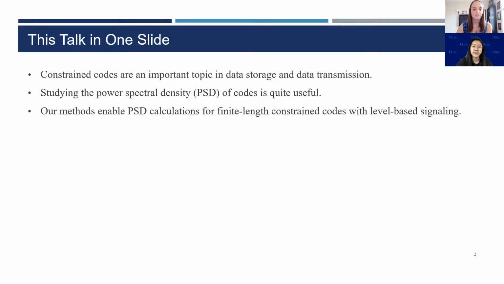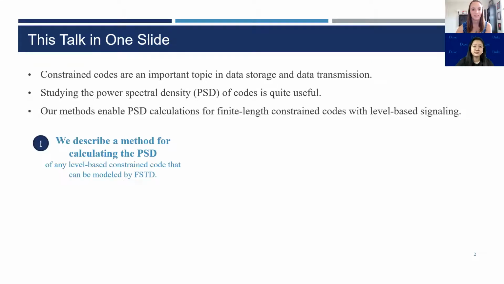The results of our research include power spectra density calculations for finite length constrained codes with level-based signaling whose primary applications are in magnetic recording and flash. Finite length constrained codes are more practical, and so they were a primary focus for us. Additionally, their PSD calculations are a bit more complicated, as you'll see later, even though they are more desirable to obtain. It is also true that experimentally determining the PSD for finite length codes through Monte Carlo simulations simply isn't an efficient solution. So here we're going to list our three main contributions.